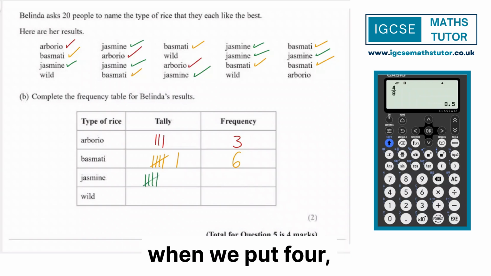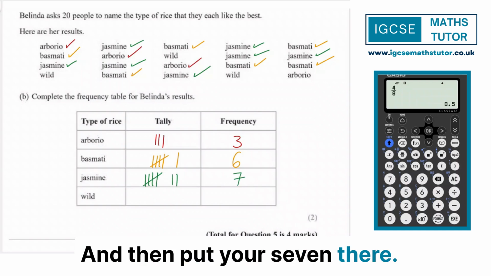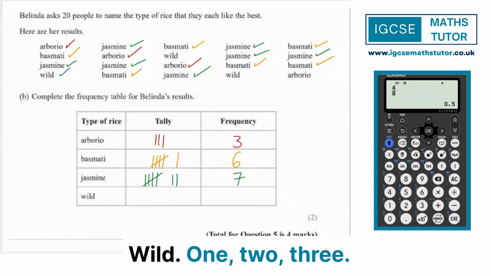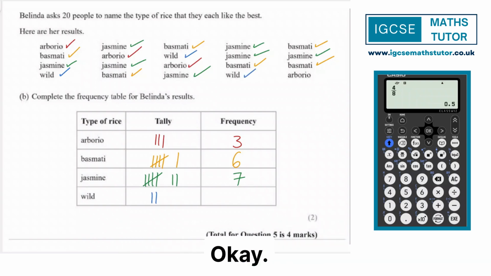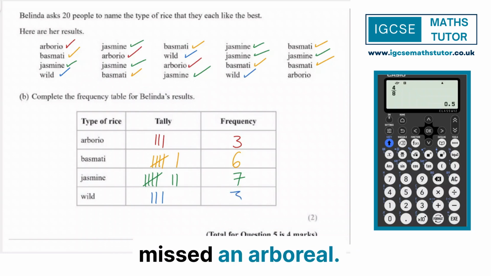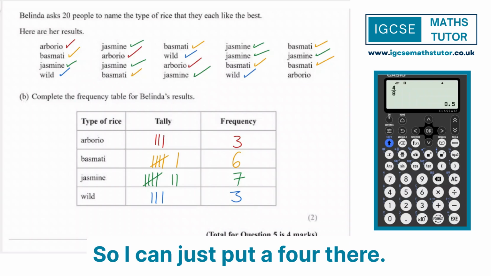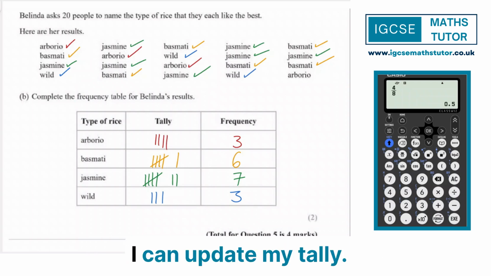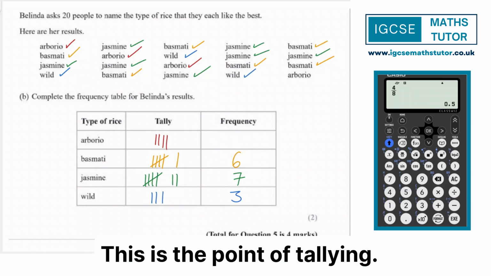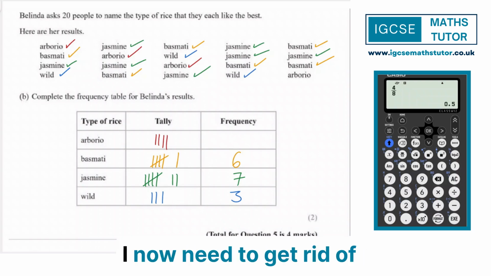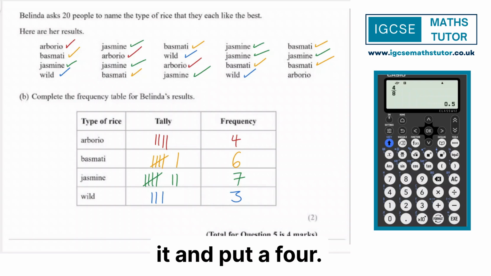So when you put 4, put a cross through it to show it's 5, and then put your 7 there. Wild, 1, 2, 3. Okay. And I've realized now I've missed an arborio. So I can just put a 4 there. I can update my tally. This is the point of tallying. Whereas because I'd written that number, I now need to get rid of it and put a 4.